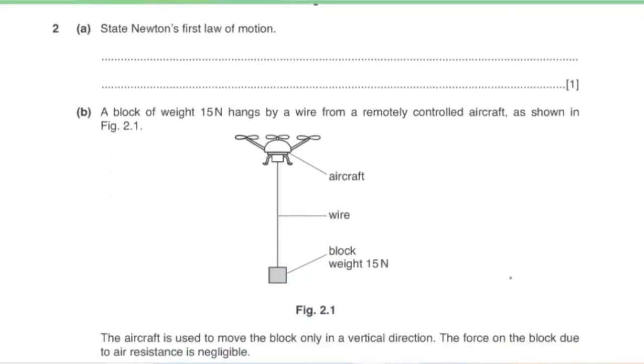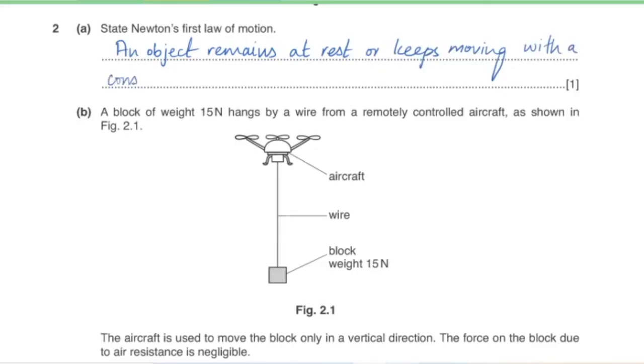Question number 2, part A, state Newton's first law of motion. So this is, an object remains at rest or keeps moving with a constant speed until a resultant force acts on it.